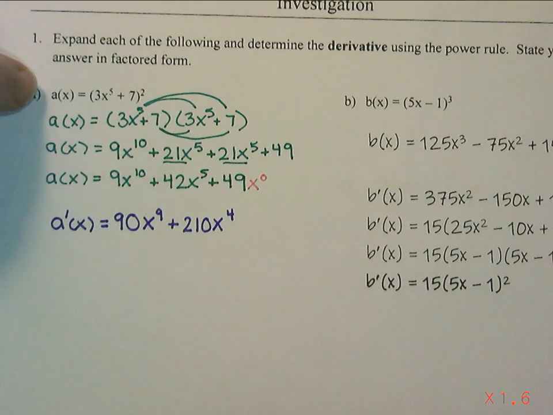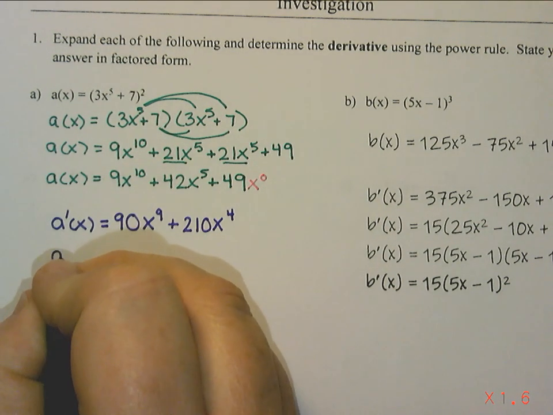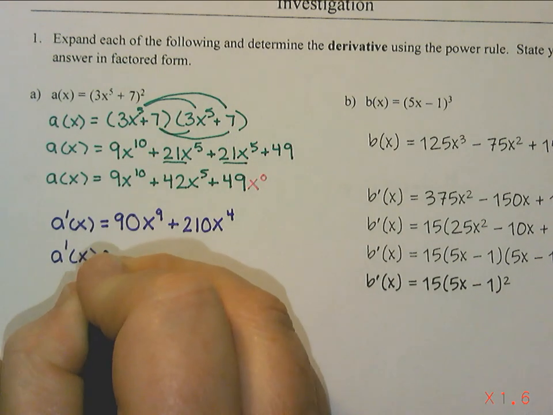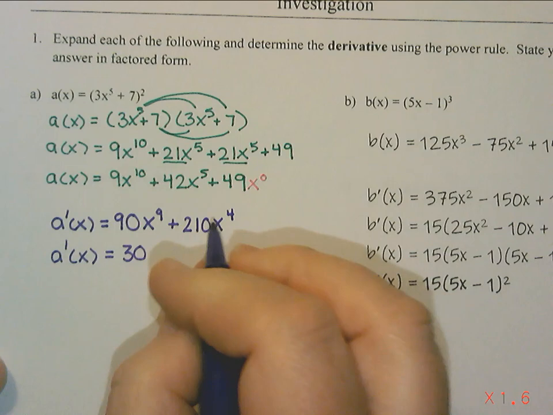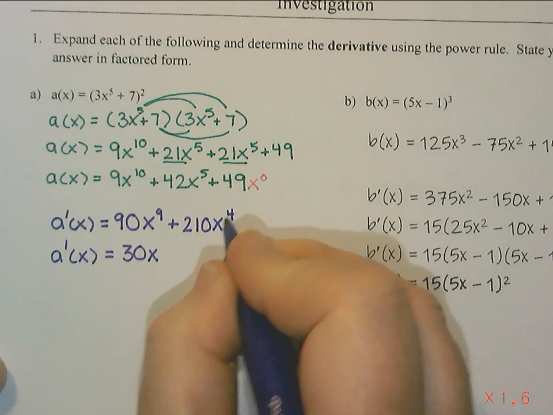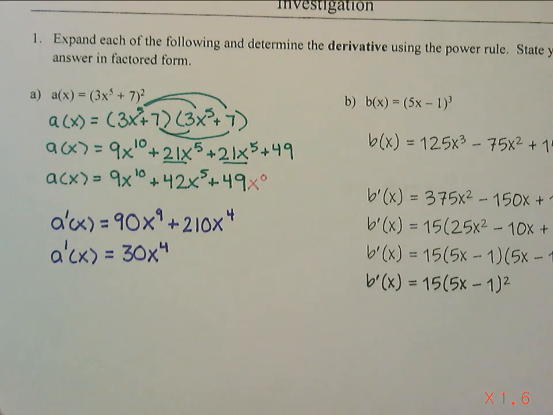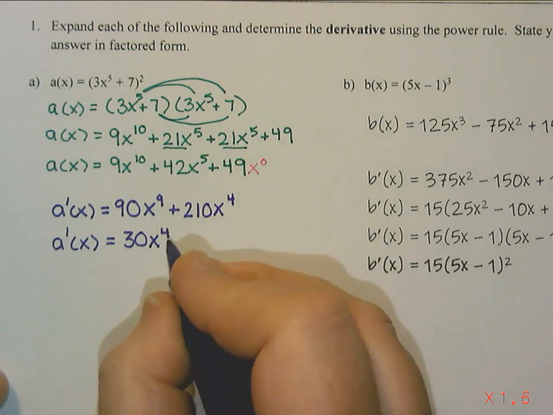Now, the original question was written in a bracket, so I would like to try to write this answer in a bracket, meaning we are going to factor it to see what it looks like. 90 and 210 both end in a 0, so that tells me they divide by 10, and 9 and 21 both divide by 3. So I'm going to say that I think I can factor out a 30. They also both have an x. Lowest exponent is a 4. So we're going to factor out a 30x^4.